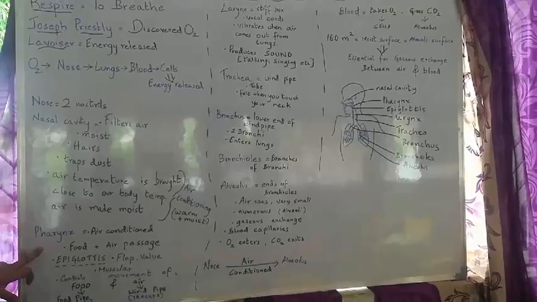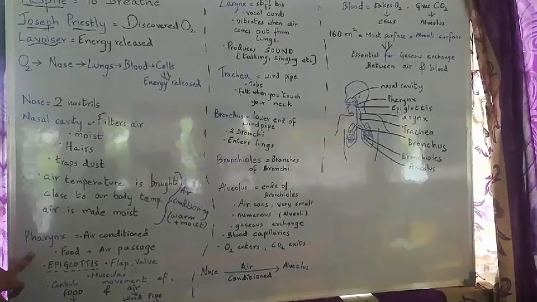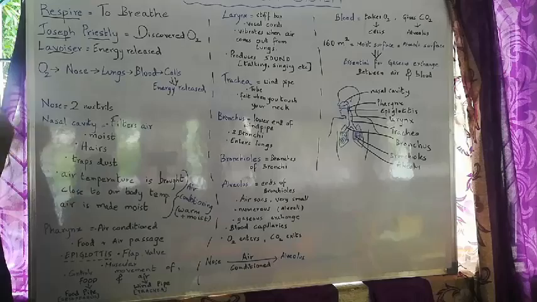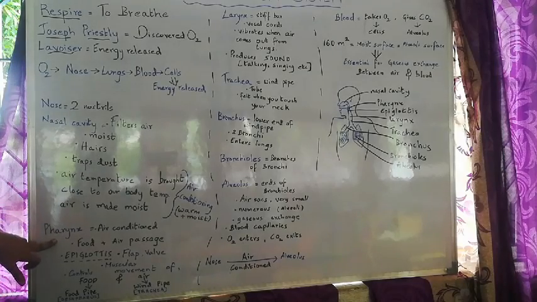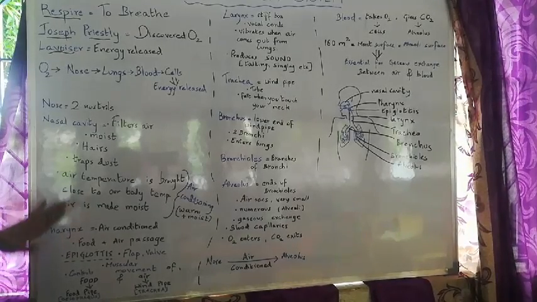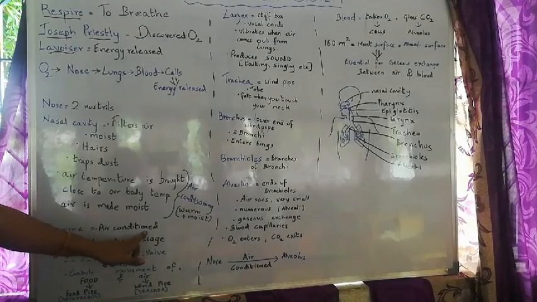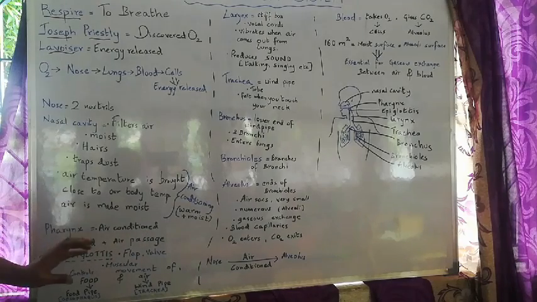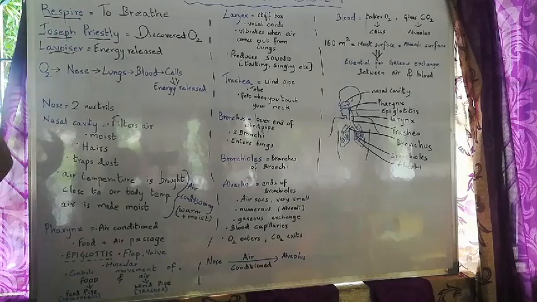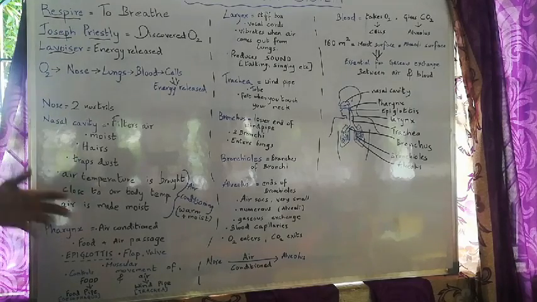Now, let us see what is pharynx. Pharynx is nothing but the throat. If we go deep inside our mouth, if we open our mouth, this area is our throat. It is called pharynx. Even in the pharynx, the same thing happens. Air is conditioned according to our body temperature and air is made moist than the air present outside. The air which enters inside our body is more moist.